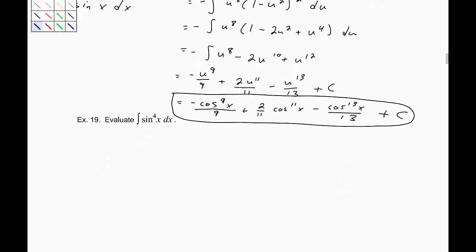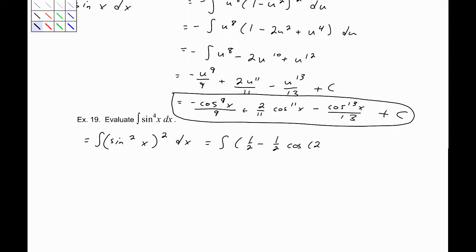Evaluate sine to the 4th x dx. Okay, there's no way I'm going to get a single cosine out of this. So what I'm going to have to do is actually use my double angle identity first. So this is going to be the integral of sine squared x squared, which, using that sine squared is 1/2 minus 1/2 cosine of 2x. This is 1/2 minus 1/2 cosine 2x. Now that is squared.